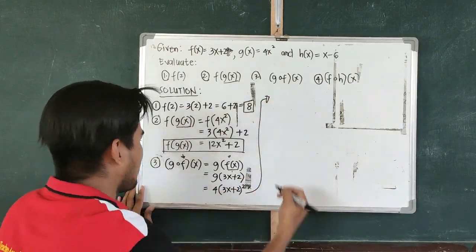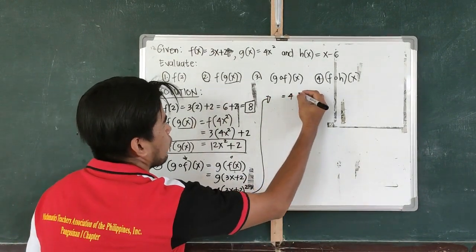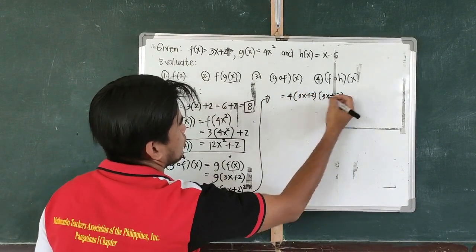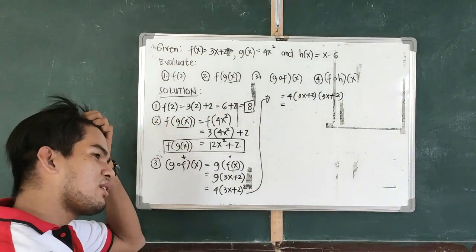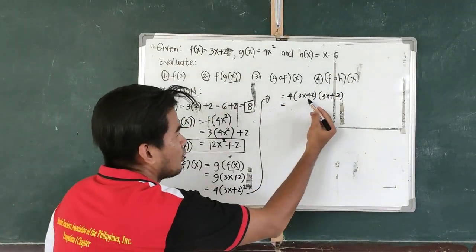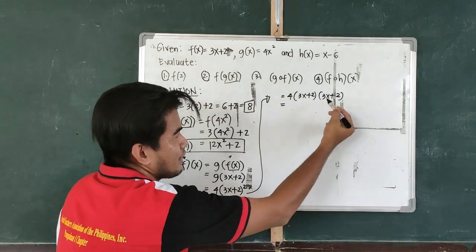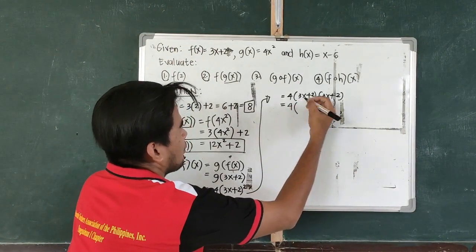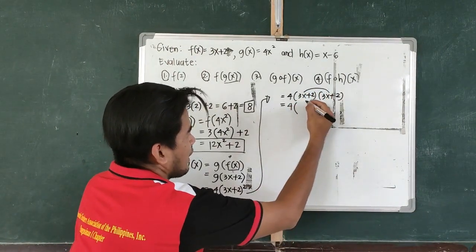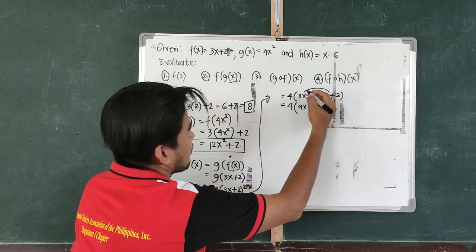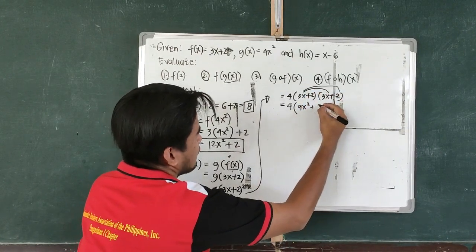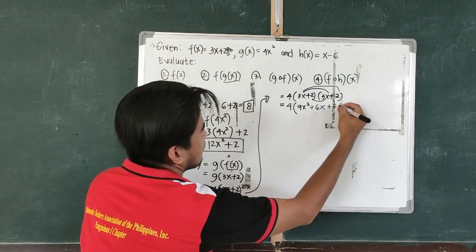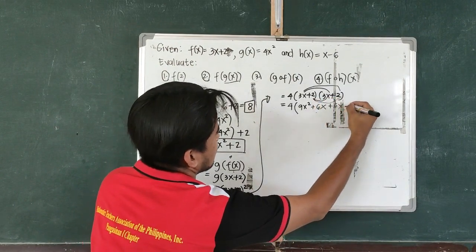This is the same as 4 times 3x plus 2 times 3x plus 2. How do we multiply again binomials? Lahat ng terms dito, dapat ma-multiply natin sila sa lahat ng terms doon sa pangalawa. Okay? So, copy 4. Then we have 3x times 3x is 9x squared. 3x times 2 is 6x. 2 times 3x is positive 6x. And then 2 times 2 is positive 4.